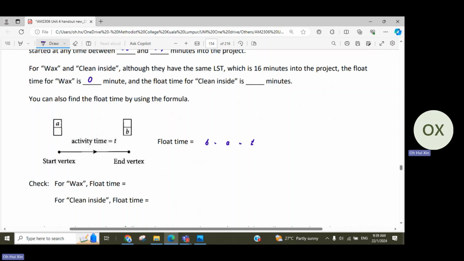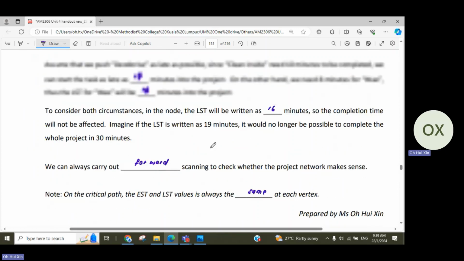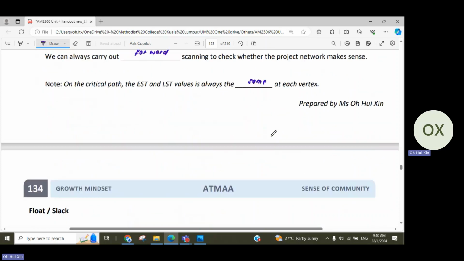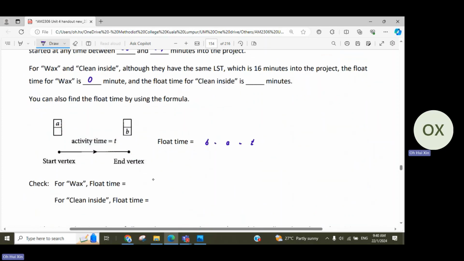That's how we get the 30 minutes. So for waxing just now, that's how we see for the waxing. So you are looking at the bottom number. So 24 minus 16 minus 8. So that's how you get 0 as well. So you can either use the formula or you can just use what I explained just now. Because the latest time that you need to end is 24, but the earliest time that you can start is 16. You need 8 minutes, so that's why the number will be 0, so you can't afford any delay.